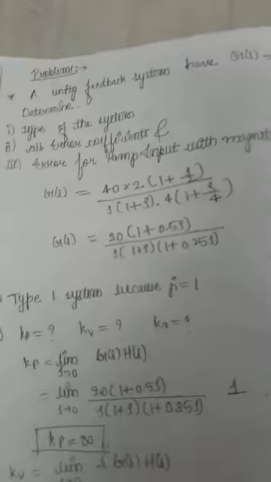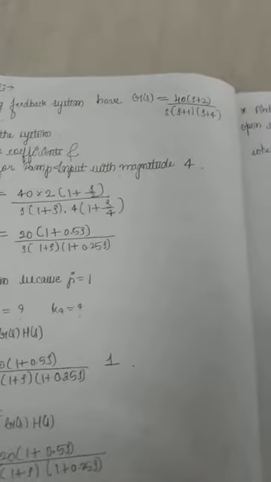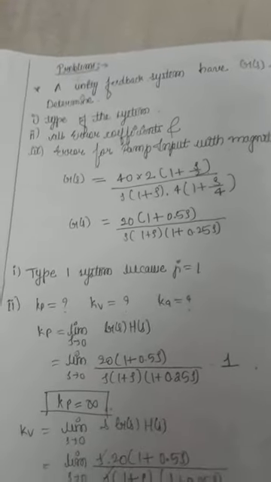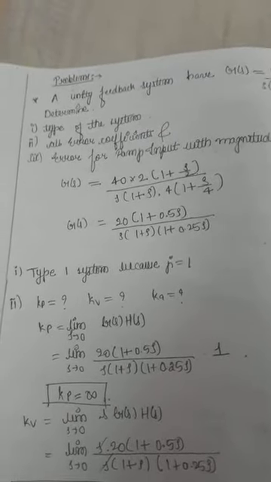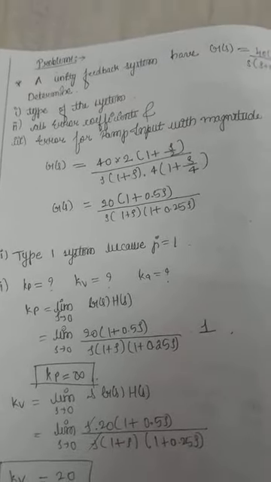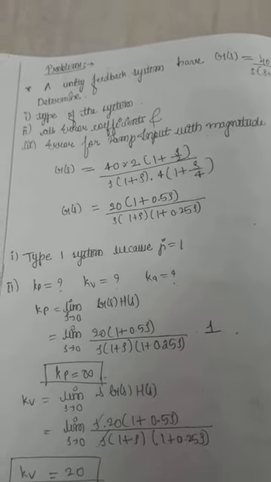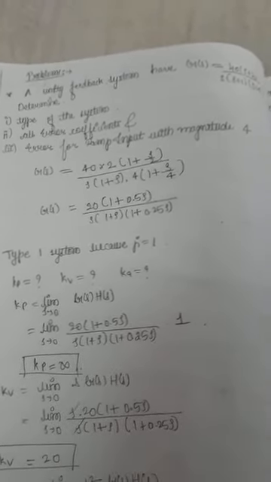Okay, so after this we'll solve the problems, please carefully read the problems here. Statement: a unity feedback system has G(s) equal to 40 into (s plus 2) divided by s into (s plus 1) into (s plus 4), and determine. First, what it says: unity feedback means H(s) is equal to 1, you assume always. First, the type of the system you need to determine. Second, all error coefficients you need to determine. All error coefficients means positional, velocity and acceleration, that is Kp, Kv, Ka we have to find out here. And the error for a ramp input with magnitude 4.